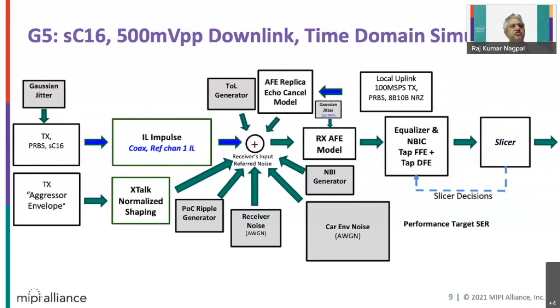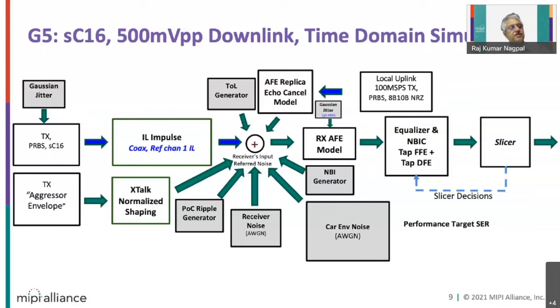So this comes to your channel. Basically, you take an impulse response of your channel, and then you have aggressors. This is your aggressor crosstalk. This is your POC ripple. This is your receiver noise, car noise, NBI generator. This is your uplink noise. A-PHY replica, echo cancel noise, large transient noise. All these noises go into the receiver A-PHY model, and then you have a DSP block.